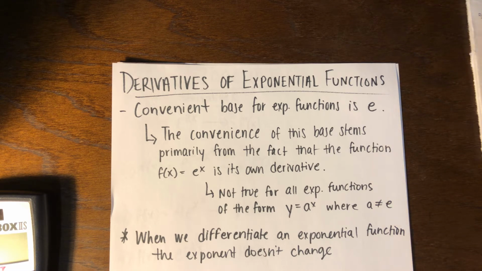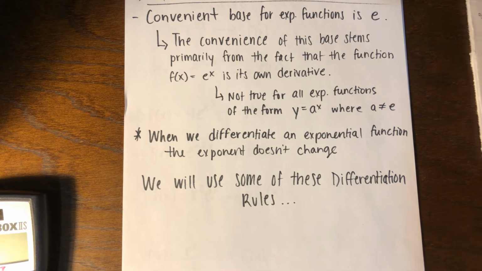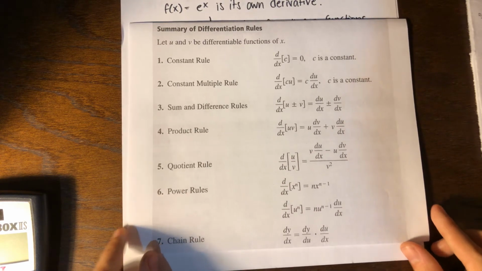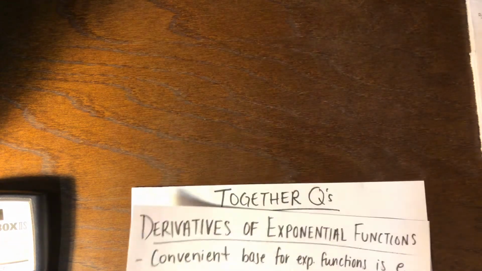Okay, but this is not true for all exponential functions of the form y equals a to the x, where a does not equal e. When we differentiate an exponential function, the exponent is not going to change. For this lesson, we are going to be using the differentiation rules. You've seen these before. We're going to be using mainly the constant multiple rule and the quotient and product rule. All right, let's dive right into it.